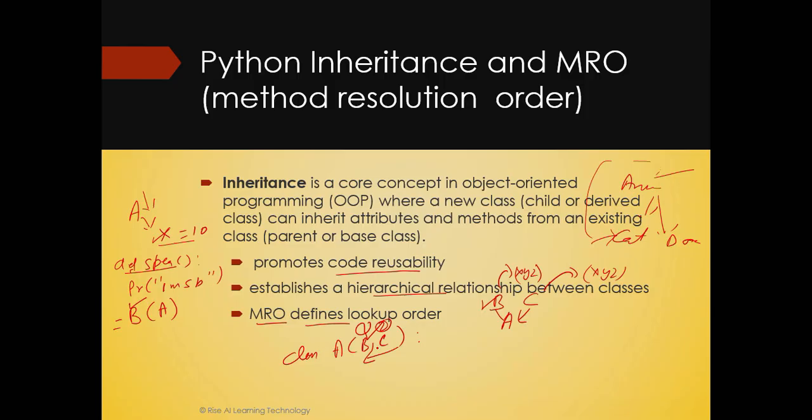So this is method resolution order. You mean none of the methods from class C will be inherited, or if B and C have the same method name, then it will use the B method, correct? Yes, if they have the same method name, then it will use the one from B, but if C has a different method, then it can use that from C also. Python supports multiple inheritance, correct? Yes, it supports multiple inheritance.